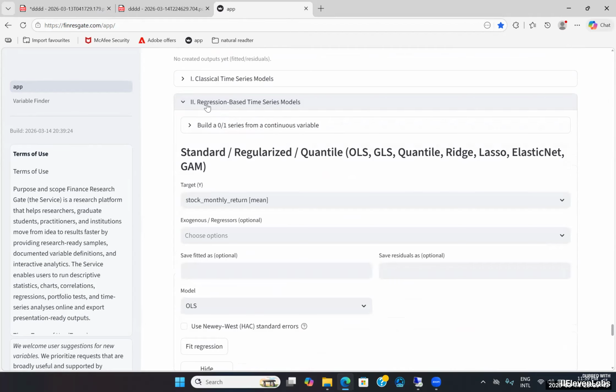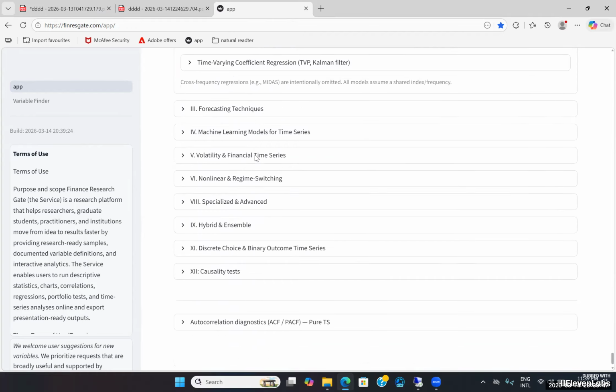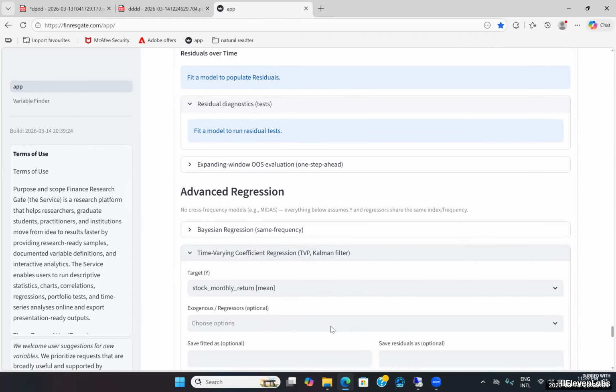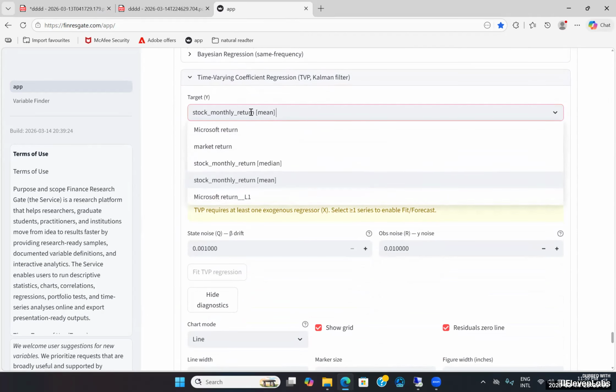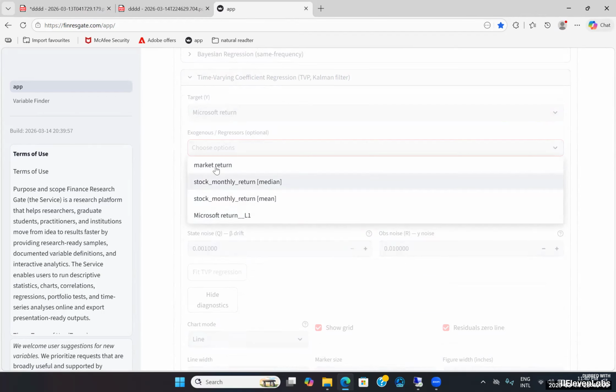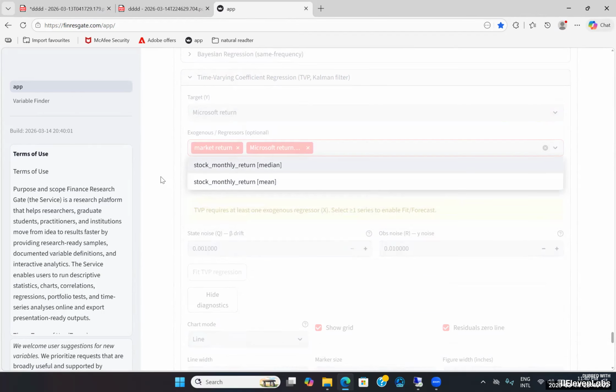Our next step will be to delve into regression-based time series models, which is the very last subject we'll explore within this section. The specific model we'll focus on is the time-varying coefficient model, more commonly referred to as the Kalman filter. The variable y represents Microsoft's stock return, which is the endogenous variable in our model. The exogenous variables include the overall market return and the previous period's Microsoft return.